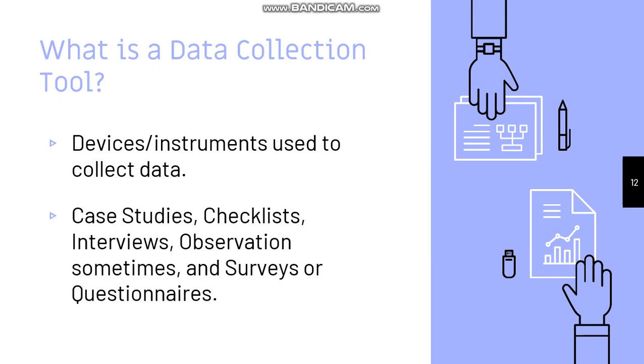Now, a data collection tool is any means by which a researcher collects relevant information to include in the research paper. It can include all sorts of devices or instruments such as case studies, checklists, online surveys, questionnaires, or interviews, whatever the researcher finds appropriate in relation to whatever the study is being carried out. So whatever technique or whatever means the researcher decides to choose is the data collection tool that he or she is using.